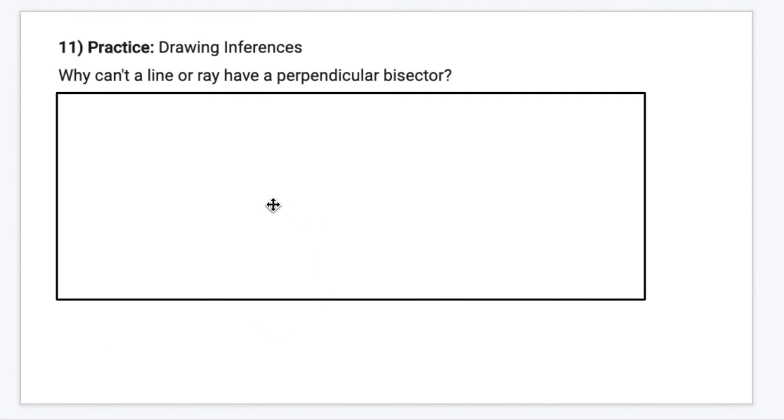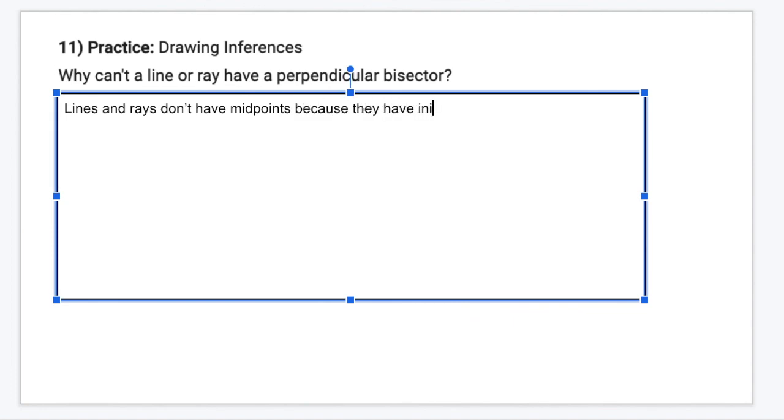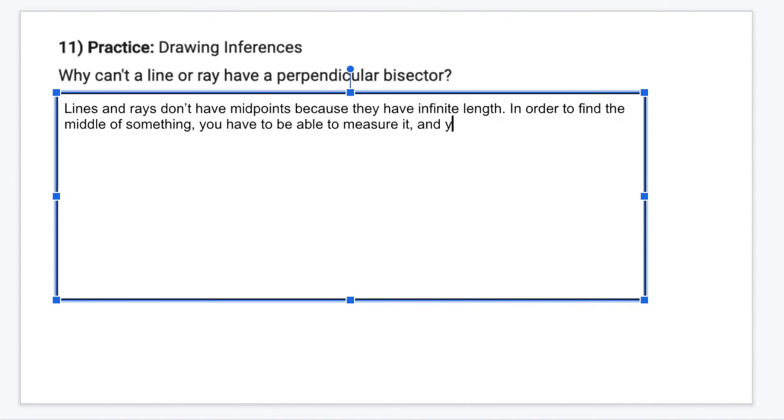So the reason why lines or rays can't have perpendicular bisectors is because lines and rays don't have midpoints, because they have infinite length. That's what that arrow at the end represents. In order to find the middle of something, you have to be able to measure it, and you can't measure the length of a line or ray because it goes on forever and ever to infinity. Okay, so that was lesson 1.7.